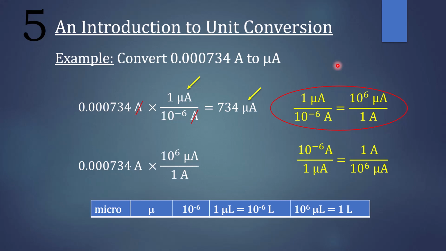Again, I could have used this half of the conversion factor, so 10 to the 6 microamps per 1 amp. Amps are in the denominator to cancel the amps in the numerator, and I get the exact same answer. So I could have used either one of these. If I had chosen to use this one here, then I would have had amps times amps, and they would not have canceled. So I would not want to use this one.